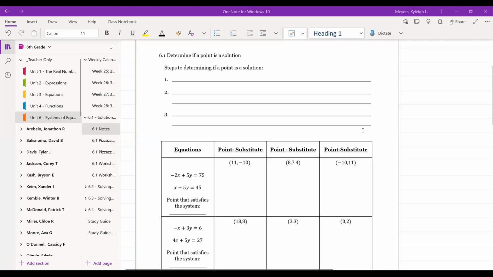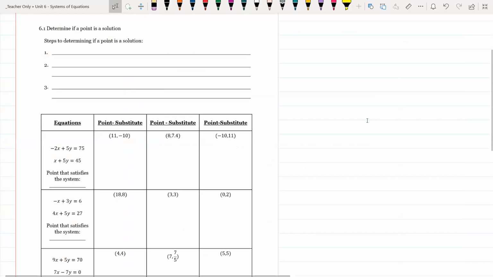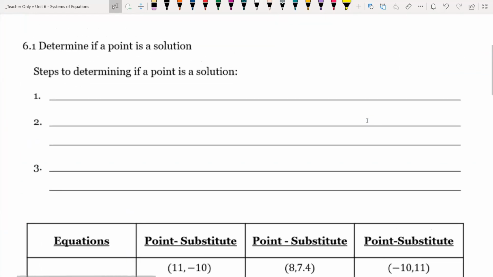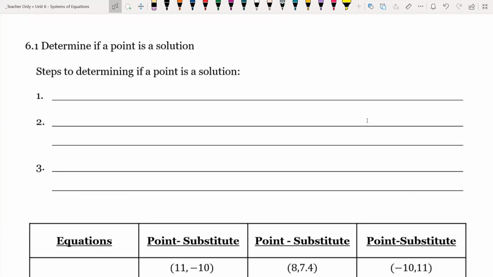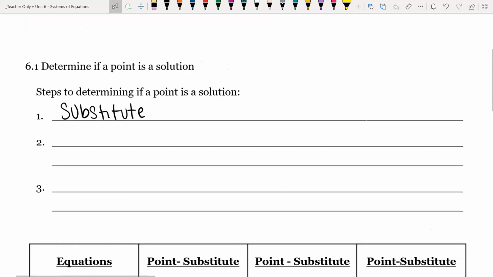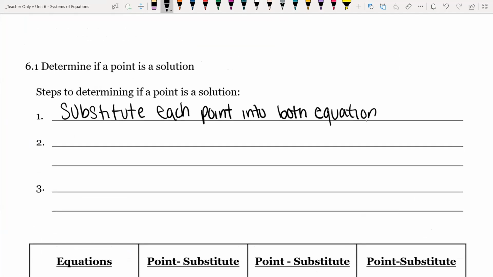All right, so our first topic in solving systems is to first just identify if a point is a solution. There are 3 steps. The first step is to substitute each point, or a point, into not just one equation, but both equations. And the equations will be given to you.